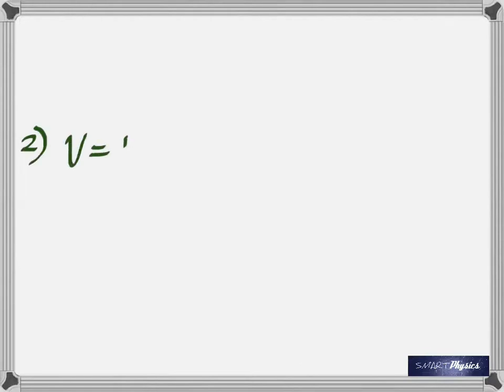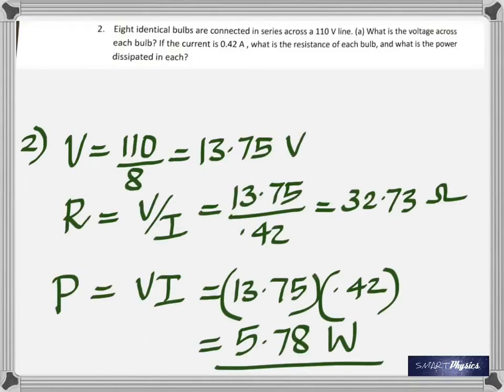And here's question 2. There are 8 light bulbs, and they're all connected in series to a 110 volt line. What's the voltage across each bulb? Because they're connected in series, you know that the voltage is shared, and therefore the voltage across each light bulb will be 110 divided by 8.